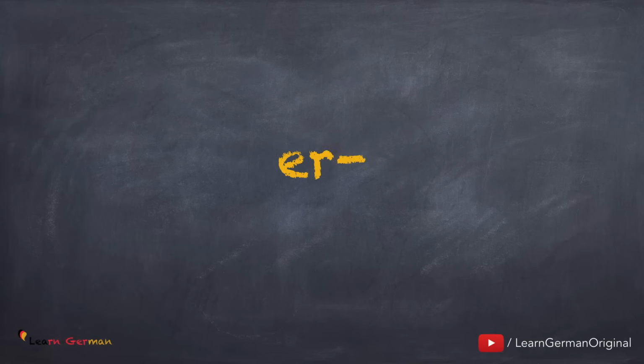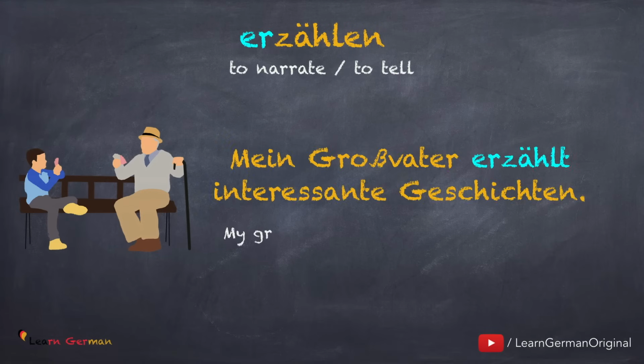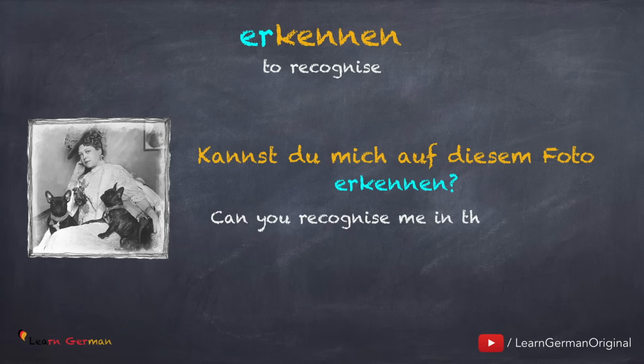The next prefix is er. And here's the first example. Erzählen. Mein Großvater erzählt interessante Geschichten. Here's the next verb. Erkennen. Kannst du mich auf diesem Foto erkennen? You must have noticed that in some of the examples we have used Modalverben. In that case, nicht trennbares Verb is placed at the end of the sentence.